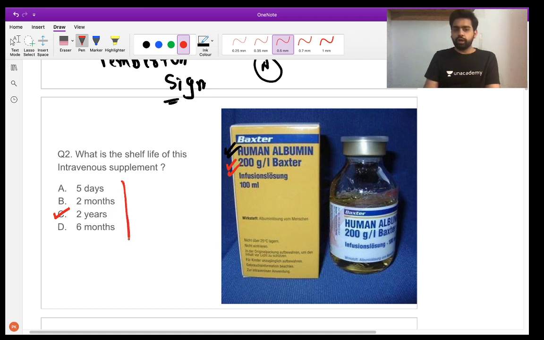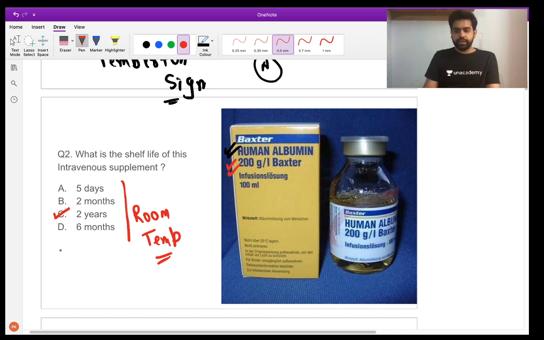And can you tell me at what temperature we store this human albumin? We store this human albumin at room temperature. So these points are important. We can store the human albumin at room temperature for a period of 2 years. Okay, so this is important. What else can be stored at room temperature? Can you tell me what else can be stored at room temperature?